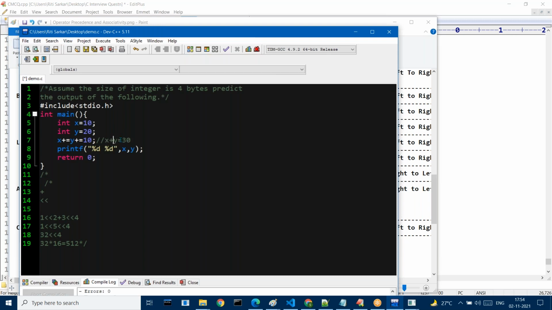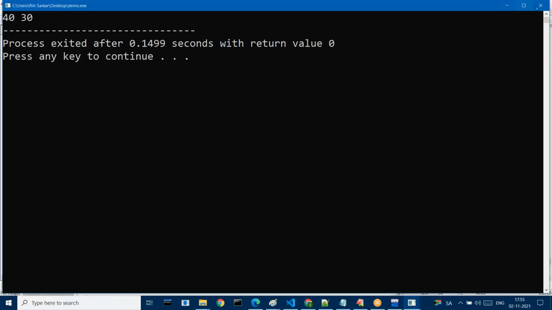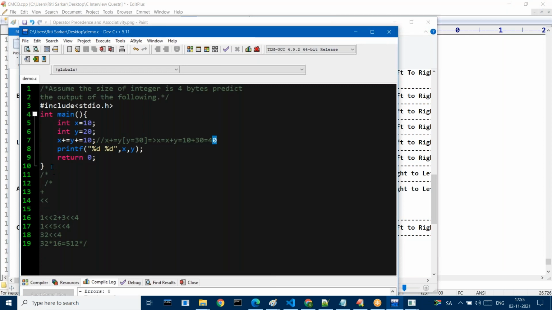Next, x plus equal to y. What does it mean? X plus equal to y means x is equal to x plus y. X is 10, y is 30. 30 plus 10 is 40. So x value is 40, y value is 30. Okay?